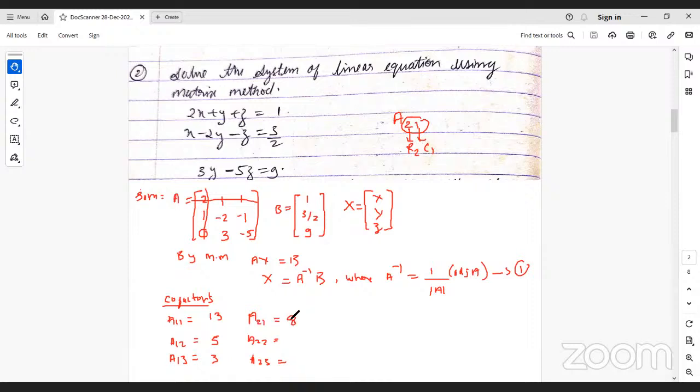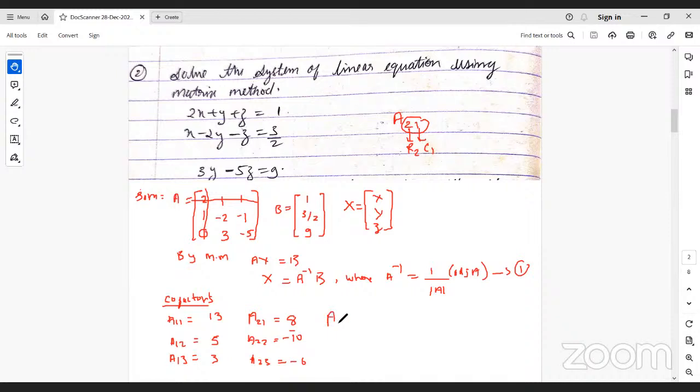And see, 2 plus 1 is odd. Actually, the answer we get is -8. But since 2 plus 1 is odd, we need to change the sign. So minus into minus is plus. Already there is a negative sign, but because the sum is an odd number, it gets converted into plus 8. Similarly, for A22, delete the second row and second column, and you will be left with 2 into -5 and 0 into 1. So the answer will be equal to minus 10. Similarly, on simplifying A23, you will get minus 6.